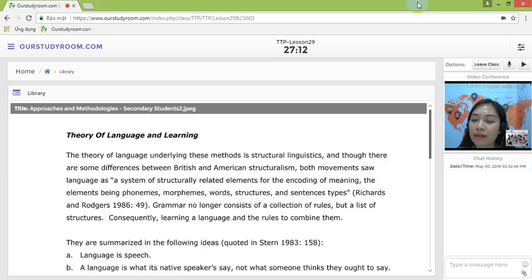I think language is speech, that we use language to make a speech. We can combine sentences to make a speech, and through a speech we can interpret the idea and some information we want to know. That's all.